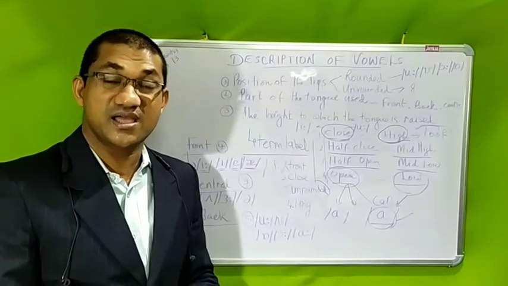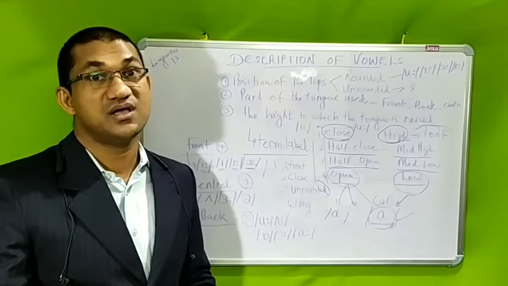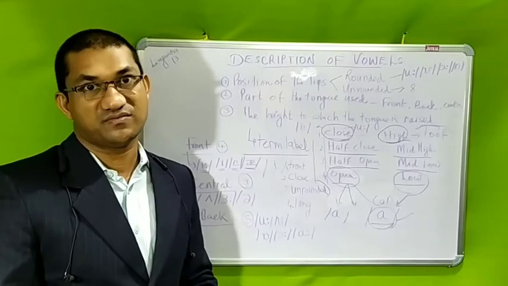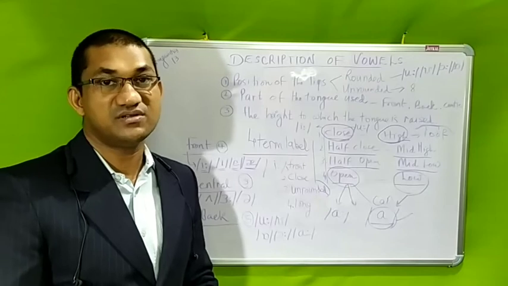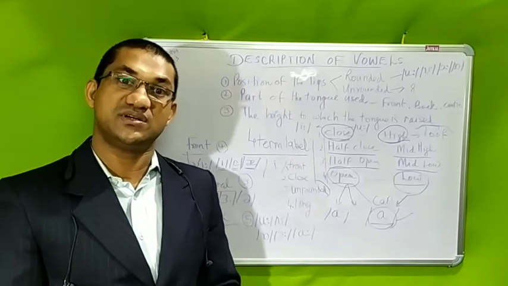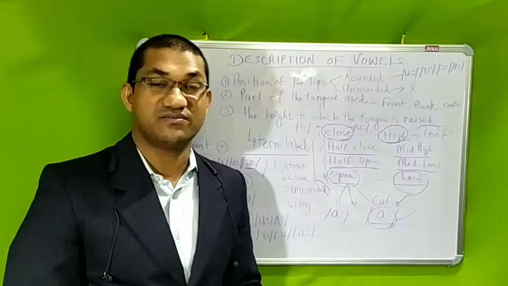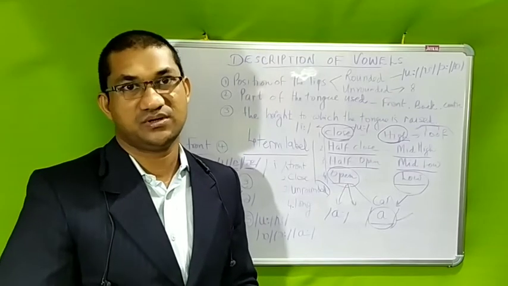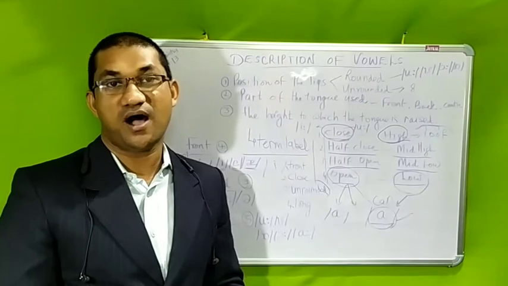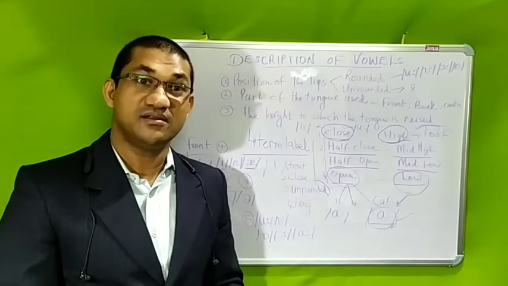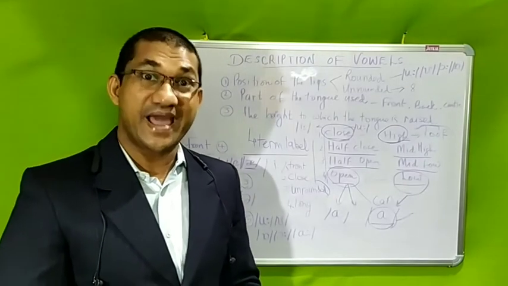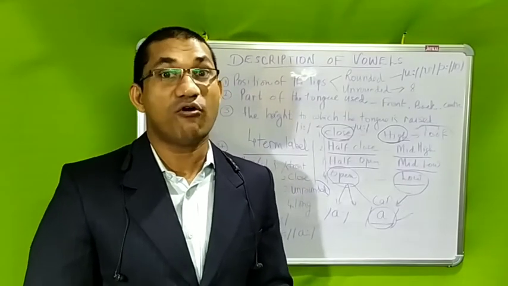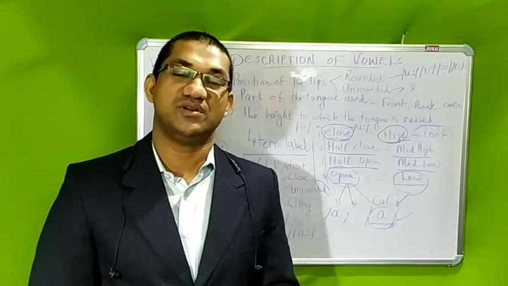Vowels are described on the basis of three important factors and one minor factor. The three important factors are the position of the lips, rounded or unrounded; the part of the tongue that is raised, front, central or back; and the height to which the tongue is lifted: high or closed, mid-high or half closed, low or open, mid-low or half open. And based on the length required for articulation, a vowel is long or short. So these are the four factors that decide the description of vowels.